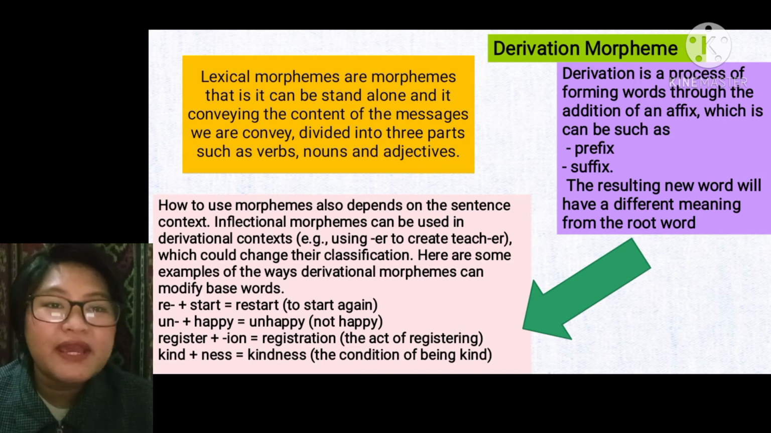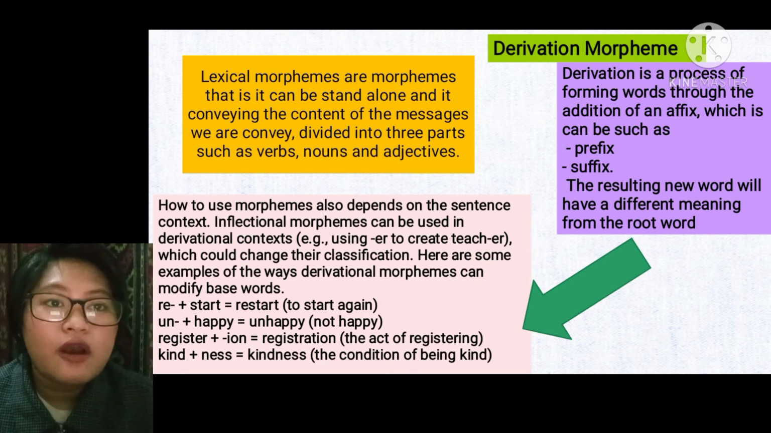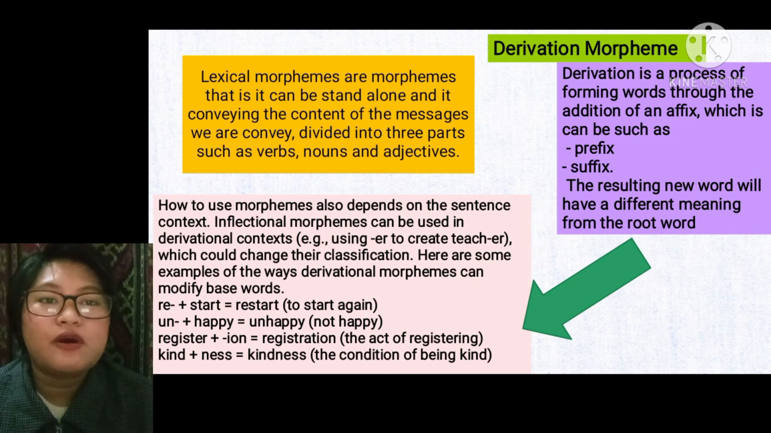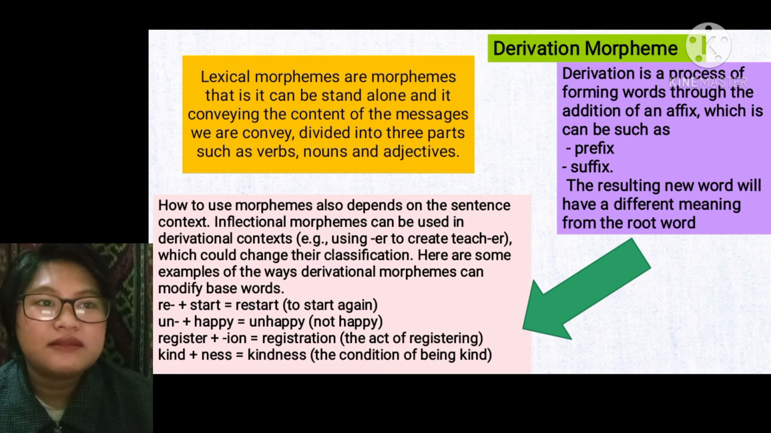For the third, register plus ion becomes registration, which means the act of registering or to do register. Kind plus ness becomes kindness, which means the condition of being kind or not kind.